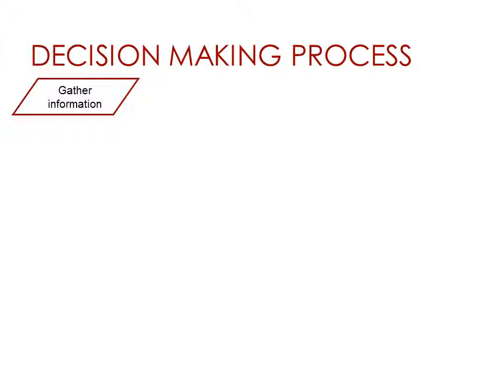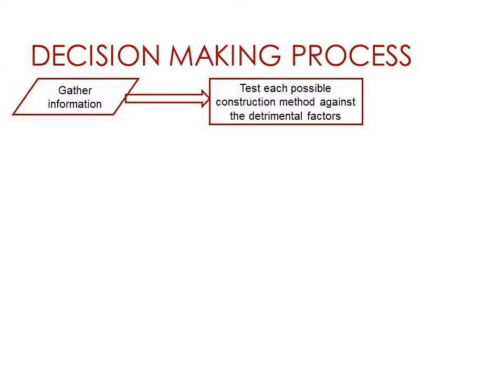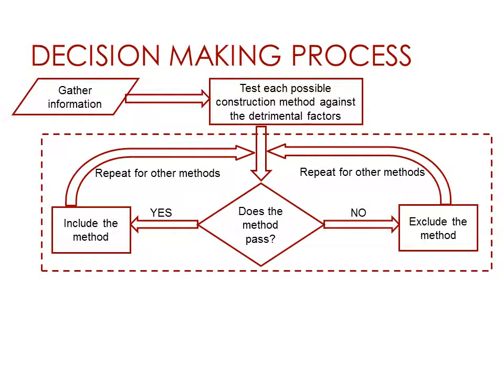So that takes us to the decision-making process. First thing, you need to gather information. After that, you will test each possible construction method against the detrimental factors. Now, you'll decide whether that method passes or fails. So if it passes, you will include the method in your list. If it fails, you'll exclude it. And you will repeat the exercise for all the methods within the list. Then now, you have your list ready. You have the list of possible methods.